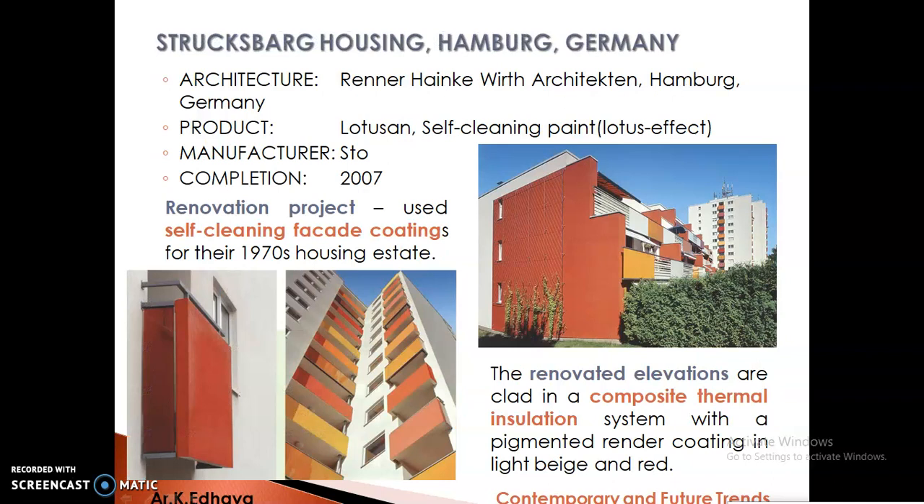Next is Stuttgart's housing. This is a renovation project which was built in the 1970s. It is a housing estate. Here the self-cleaning composite is added along with the facade coatings and applied onto the exterior.